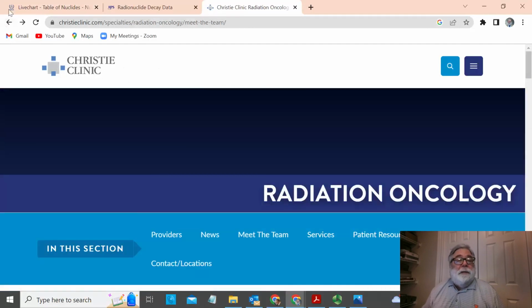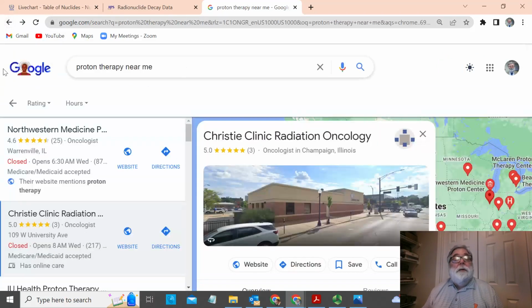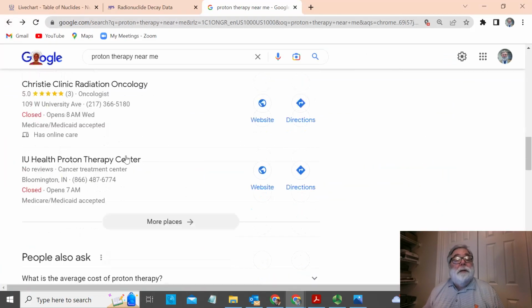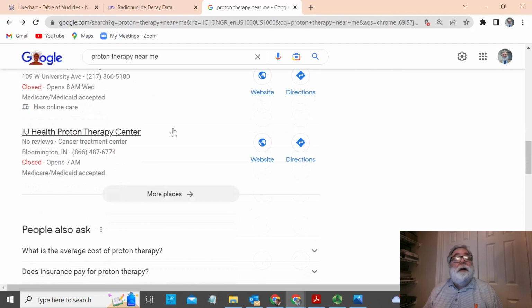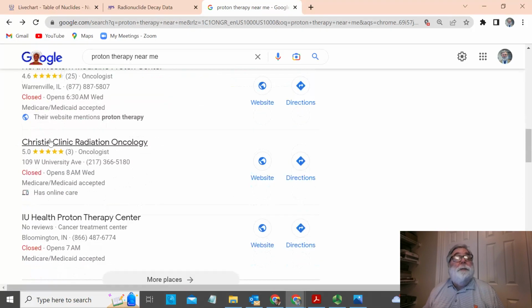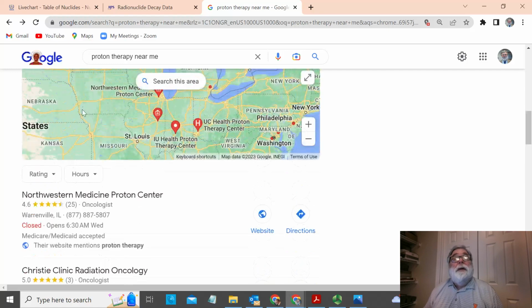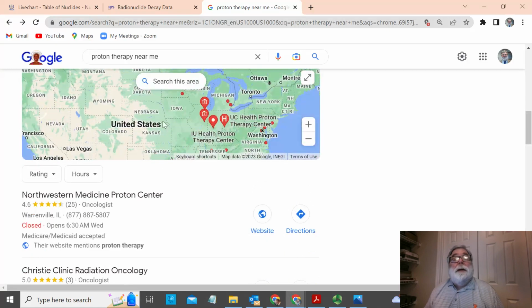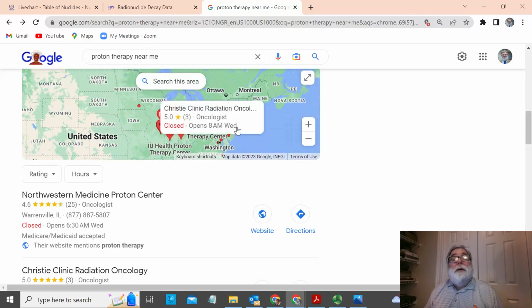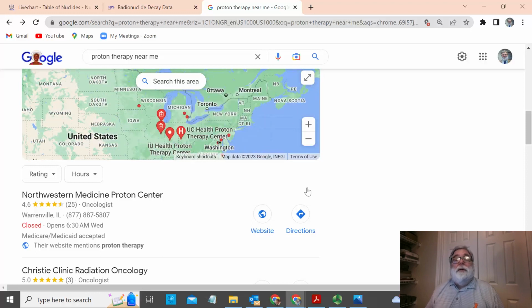There's another hospital in Champaign, Carle Clinic, that also has radiation oncology, but they probably don't want to pay Google to advertise. But there's a proton center in Indianapolis, Bloomington, Indiana, at Indiana University, and another one at Northwestern that's out in the western suburbs in Warrenville. So there we go. And then, of course, there's Mayo Clinic and lots of them all over the place.